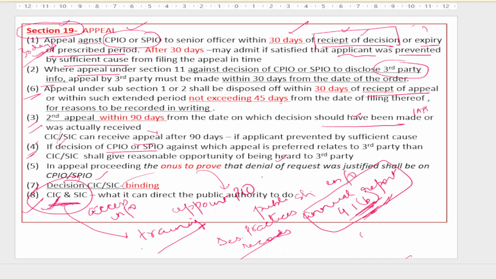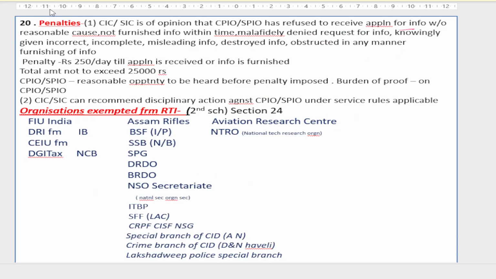Also a very important provision is that the Information Commission can impose penalties. It can impose penalties on the PIO for not receiving the application, for giving incorrect information, or for not giving the information in time. Penalty can be ₹250 per day till the information is given or till the application is received, subject to a maximum of ₹25,000. Now we move on to the next important section, that is section 20.